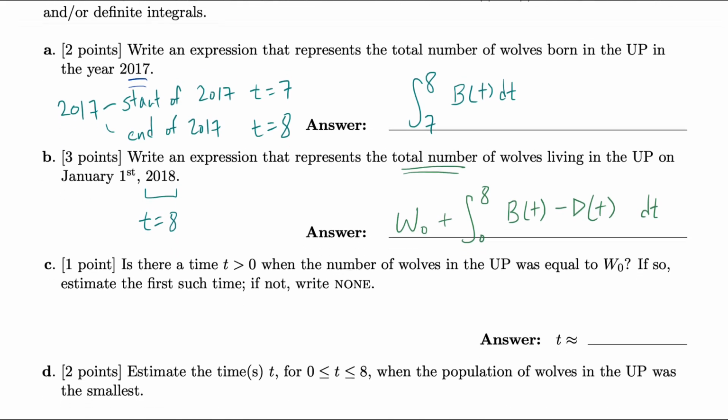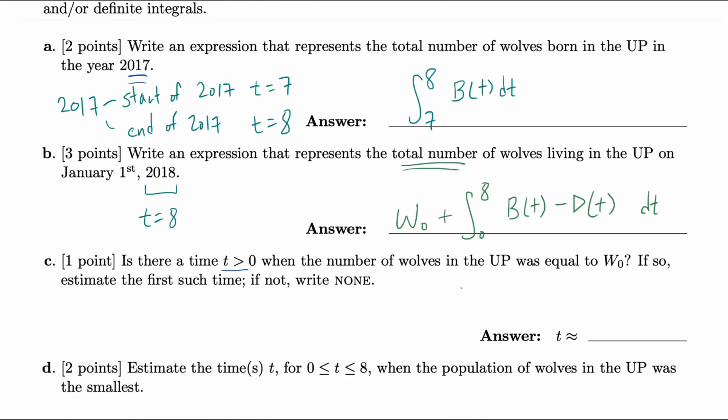Let's look at part C. Is there a time t greater than 0 when the number of wolves in the UP was equal to W0? Here, they're really asking whether there was a time where the change in population from time 0 to time t is 0. So the number of wolves born and the number of wolves that died from 0 to t happened to be the same, so the population at that point was the same as W0.